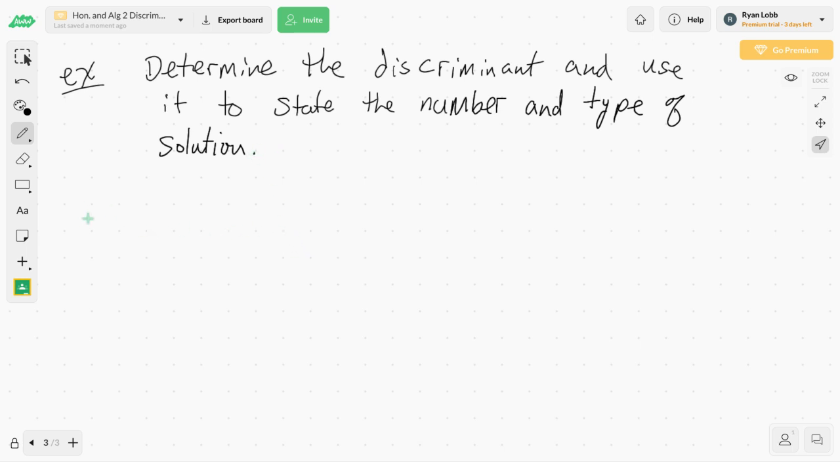Okay, so the first one we'll do here, x squared minus 6x plus 10 equals 0. Keep in mind, I'm not solving it. I'm just finding the discriminant. So I need to know, in this case, the value for A, the value for B, the value for C. A is 1, B is -6, C is 10.